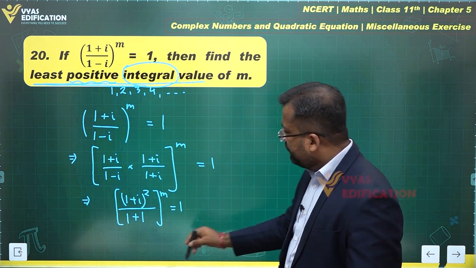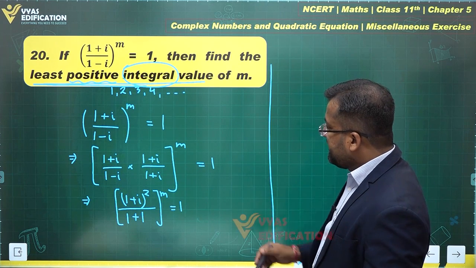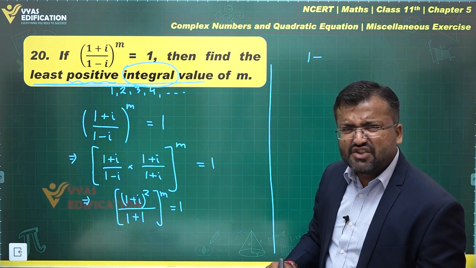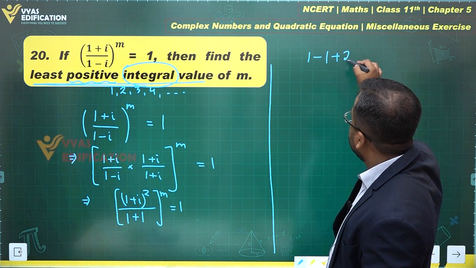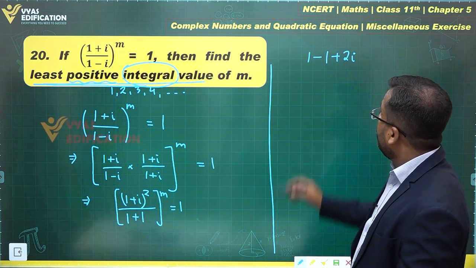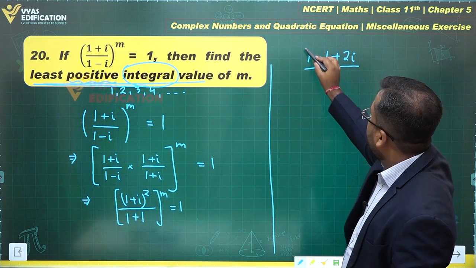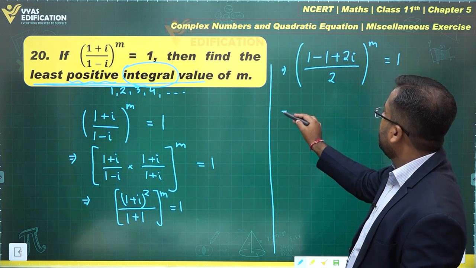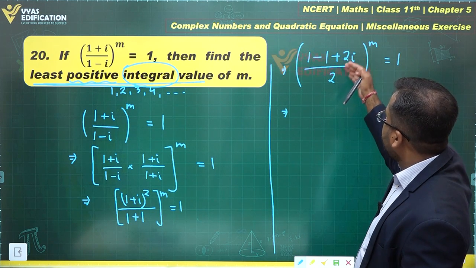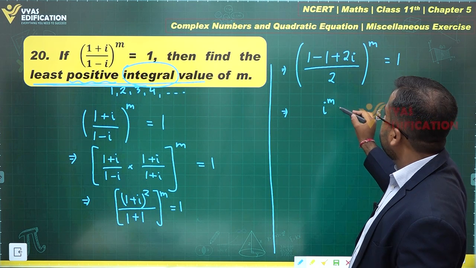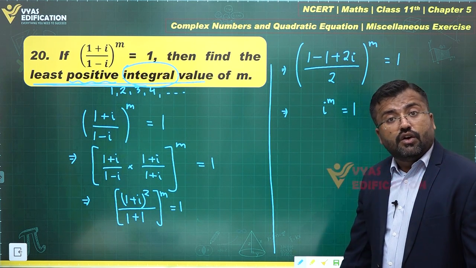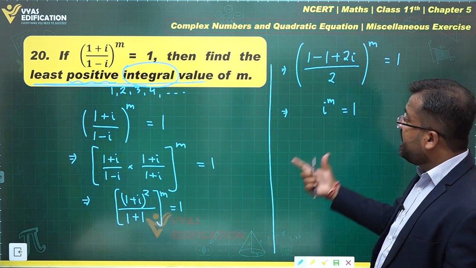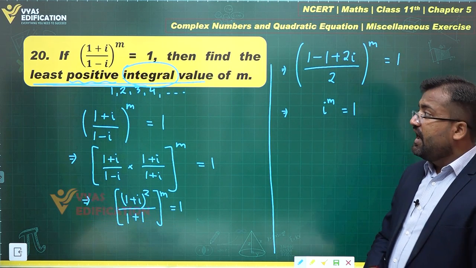What does this simplify into? Let's take a look at this. 1 plus i whole square is actually equal to a square plus b square plus 2ab, where b square is i square, which is equal to minus 1, plus 2 times i. What you have in the denominator is 2. And this whole expression, power m, is given to be equal to 1. Okay. This is cancelled. 2i upon 2 is actually i. i power m is equal to 1. So that complicated expression is actually equal to simply i. That 1 plus i over 1 minus i is simply equal to i only.